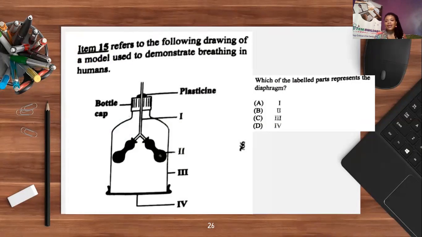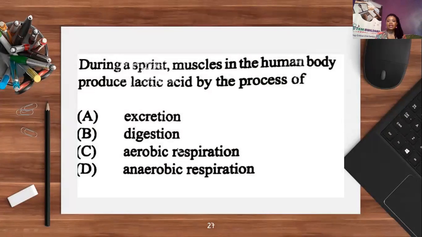Look at all aspects, because they can just easily change it and ask you using the same diagram, but asking you what is I, or which labeled part is the alveoli, or which labeled part is the trachea. So when you look at the diagram, ensure that you're able to label all of it. So we know that I would be the trachea, 2 would be the alveoli, and if they had labeled here, that would be the bronchi, or bronchus, singular.